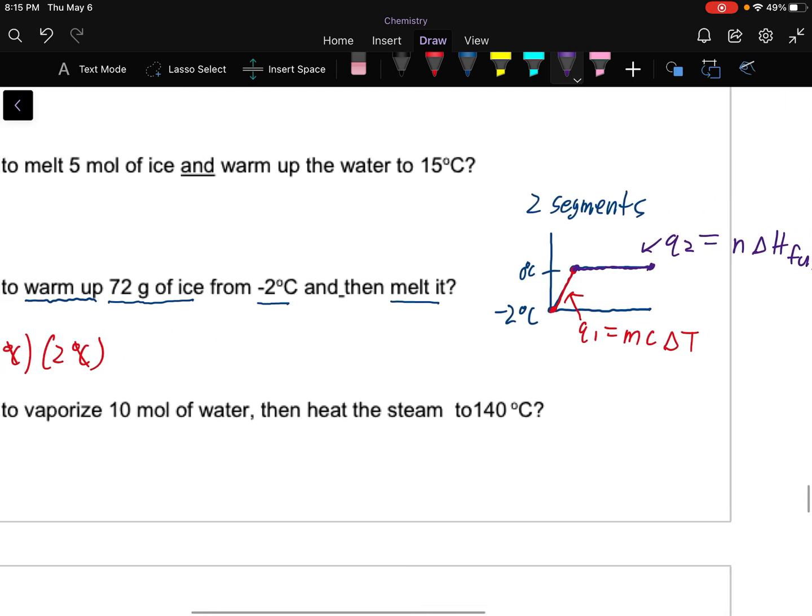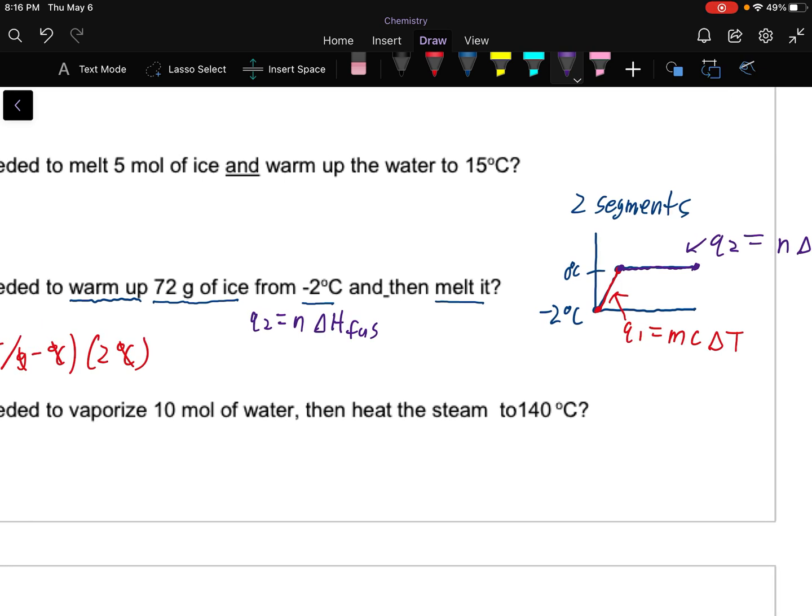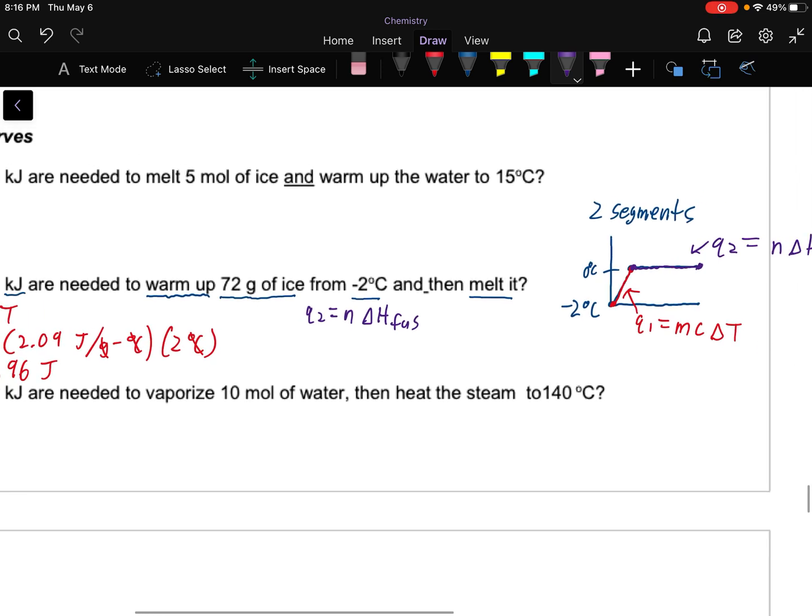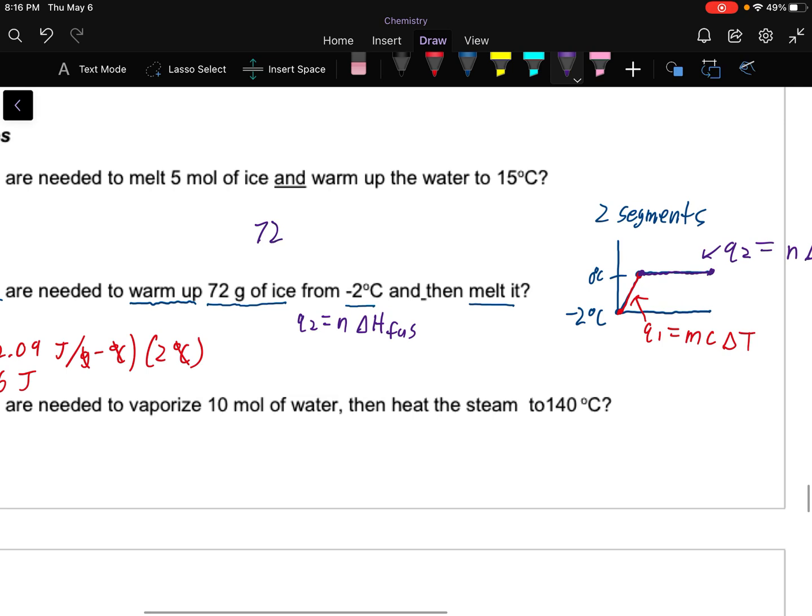Now I'm going to calculate Q2. Q2 equals number of moles times the heat of fusion. We want the number of moles, but the problem gives us the mass. So 72 grams times, and then in 1 mole of H2O, there's 18 grams. The grams cancel out, and then 72 divided by 18, that's 4 moles. And this would be our n.